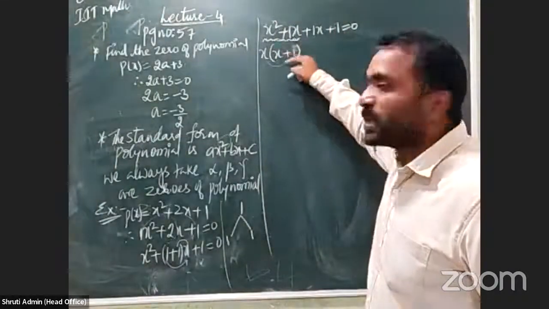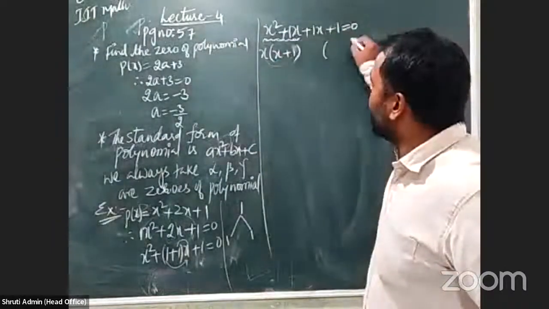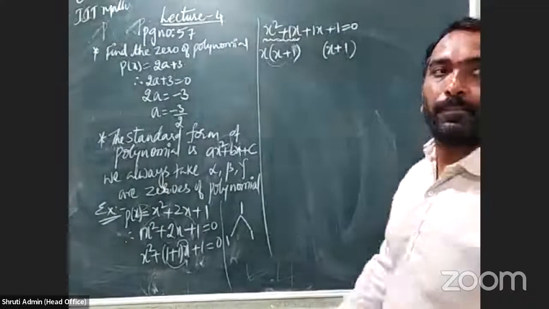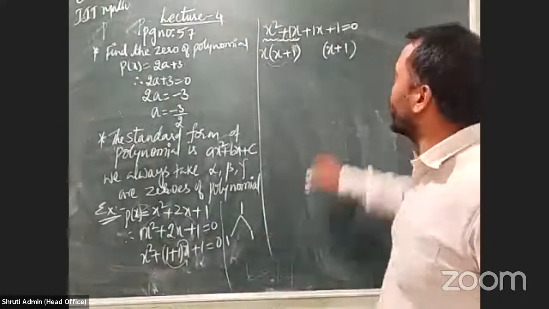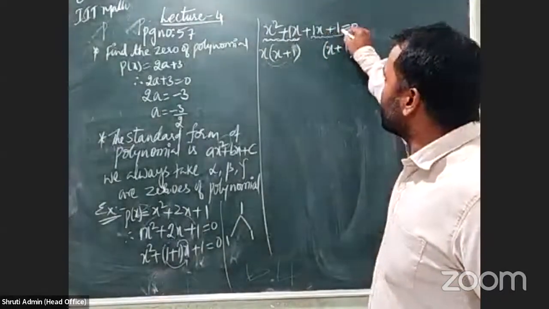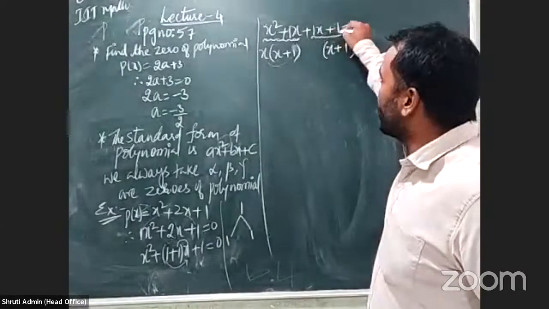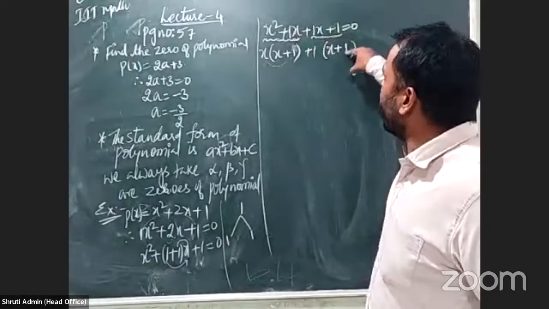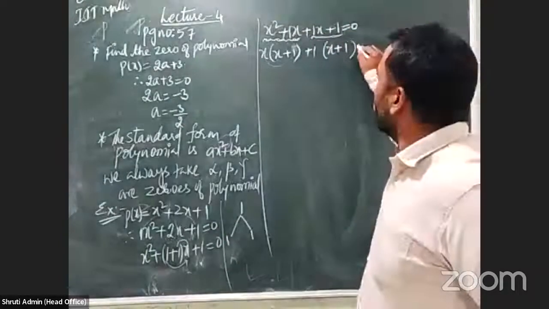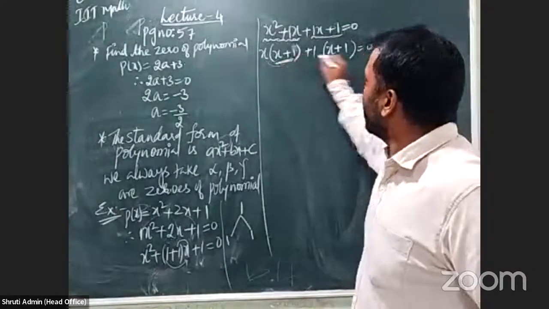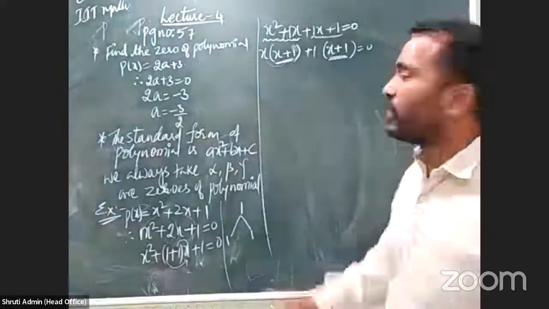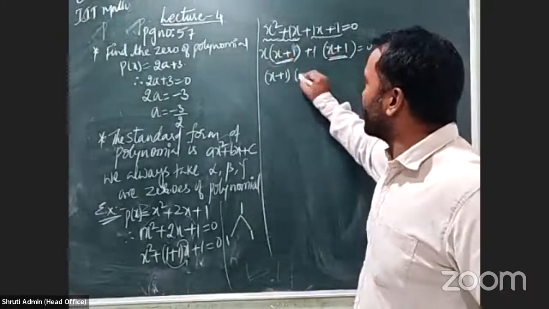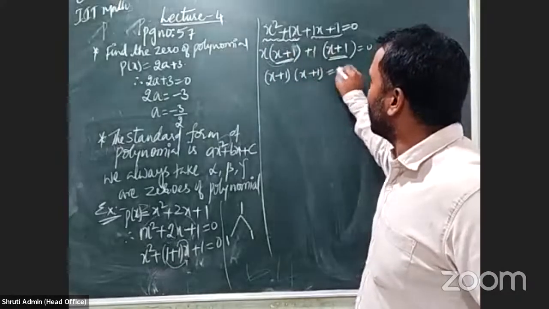As I am taking x plus 1 here, the next form also must take x plus 1. What are the other terms? The other two terms have x plus 1. If I multiply, 1 into x is 1x, and 1 ones are 1. Now x plus 1 is there two times, so only one time we have to take it. So x plus 1 into x plus 1 equal to 0.